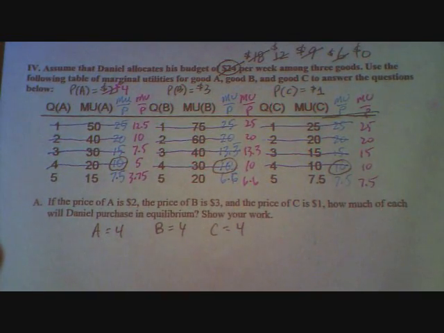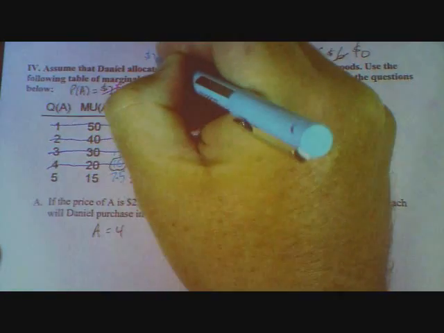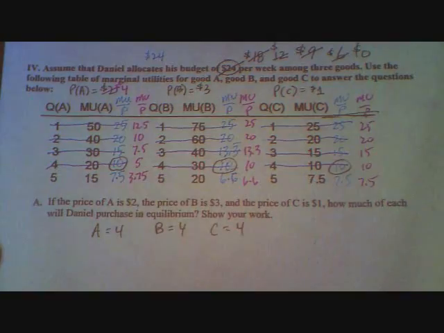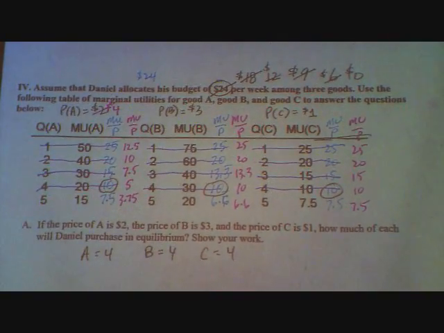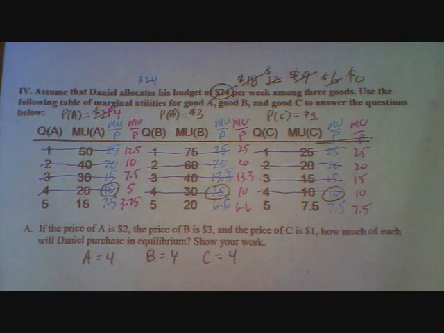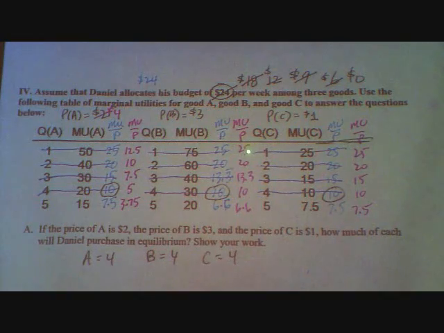Yeah, so we're looking at the pink numbers now. The pink numbers show the new marginal utilities per dollar. And Daniel again has $24 to buy these goods. So what's the first thing he's going to buy? Is he going to buy the first A and get this much satisfaction per dollar, or the first B and get that much, or the first C and get that much?